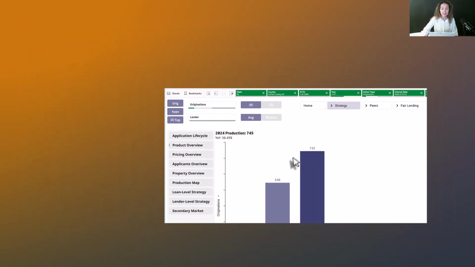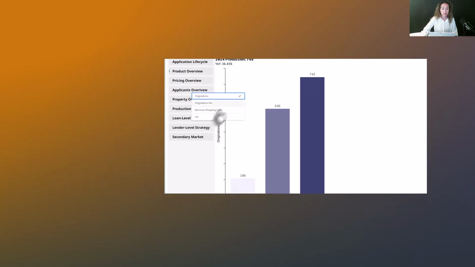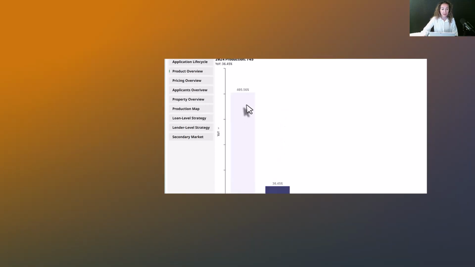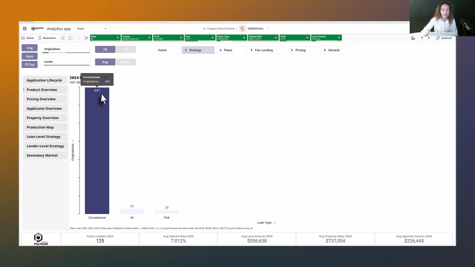How about trend analysis in these 3 zip codes? Here we go. How about year-over-year change? And we see that this opportunity has increased by 36% in 24 and 4 times in 23. The majority are conventional loans, but there is some contingent of VA and FHA loans for lenders who specialize in government loans. This is valuable information.